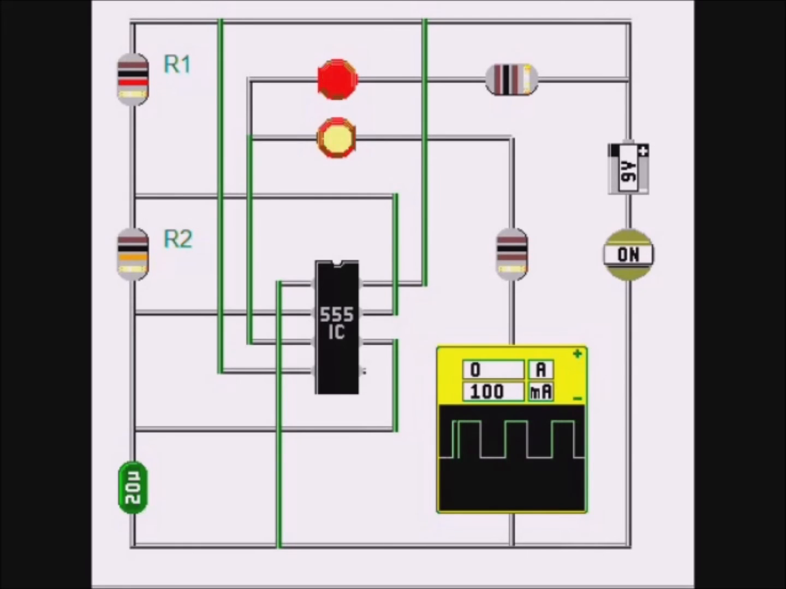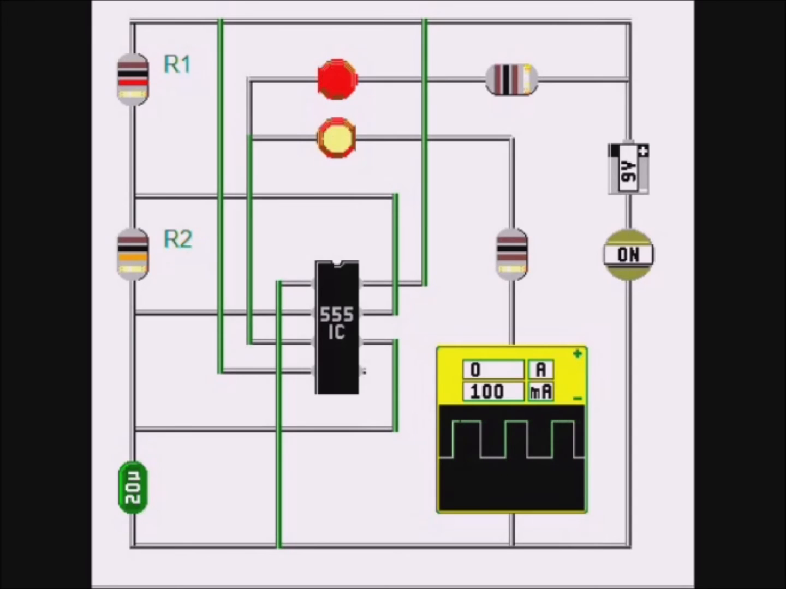While the timer is off, pin 7 is connected internally to ground, which allows the capacitor to discharge. When the voltage drops below 1/3 of supply voltage, the timer turns on again. The process repeats. Pins 2 and 6 carry no current. Pin 3 connects alternately to ground and the supply voltage, causing the 2 LEDs to flash.